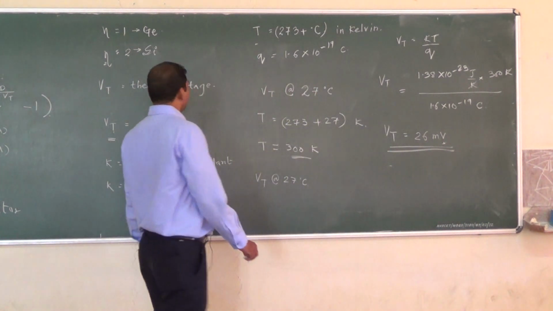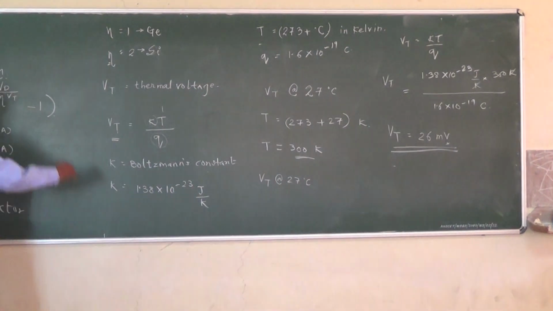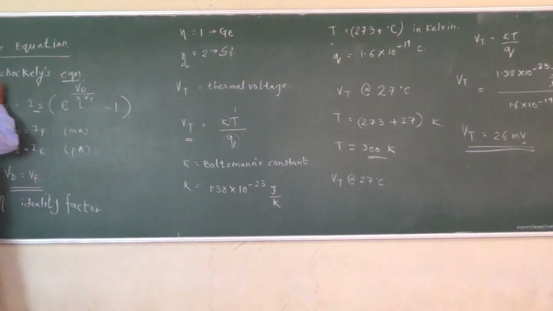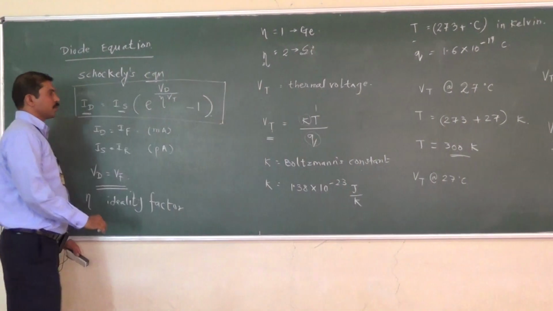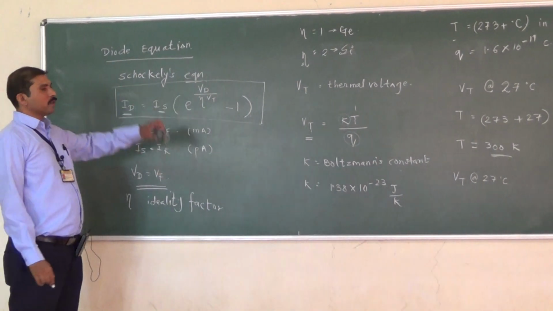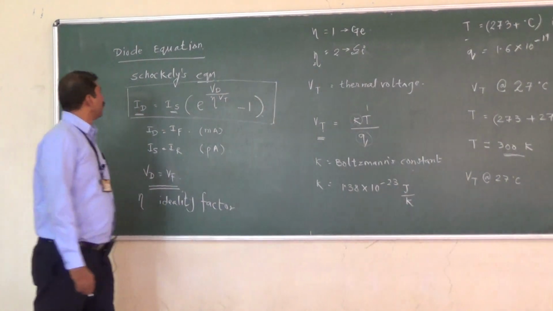Now let's come back to the equation. Now how can this diode equation be used to plot the VI characteristics of a diode? So let's see it.